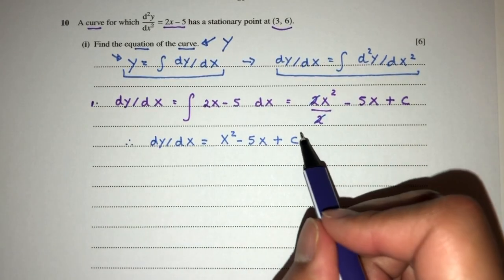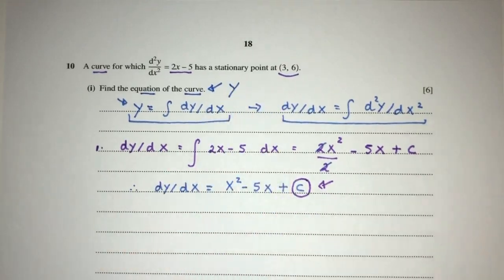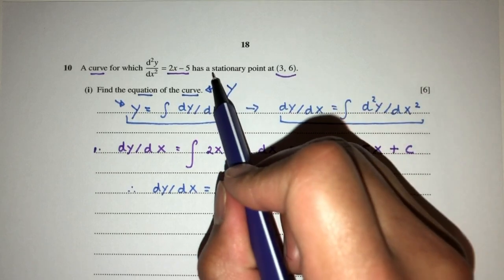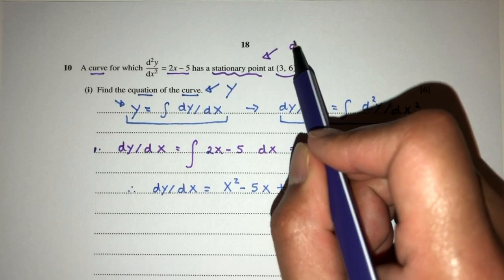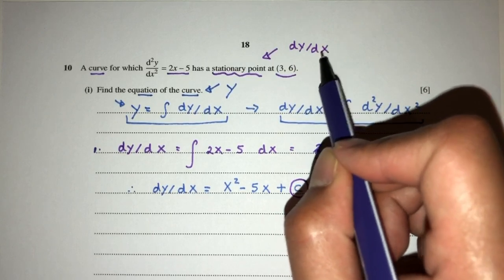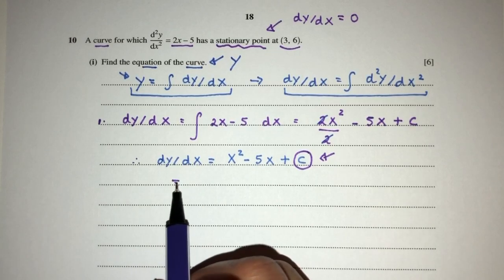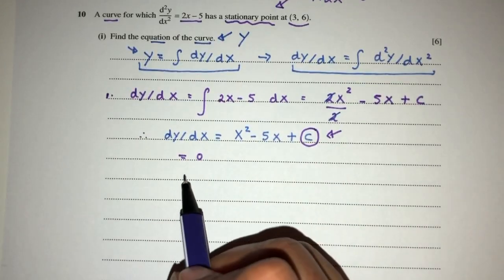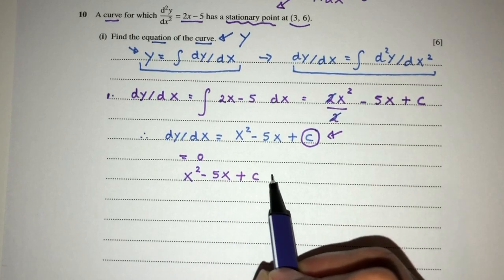Now, we have to find this value of c. How can we find this? We have to use this information. We know that at stationary points, dy by dx is equal to 0, right? So equate that to 0. You will have x squared minus 5x plus c is 0.